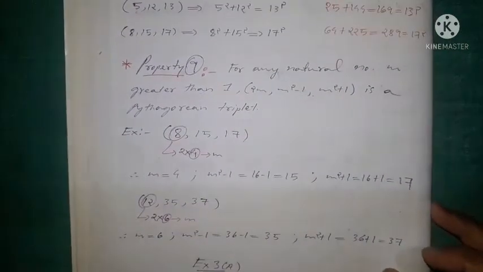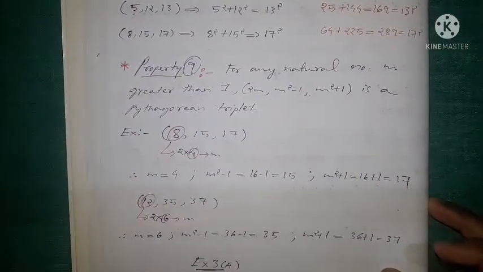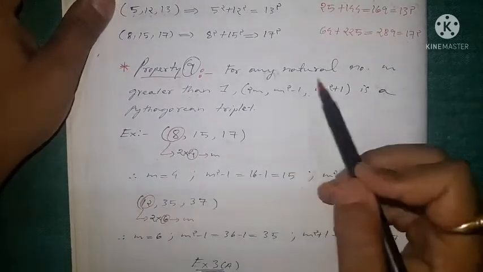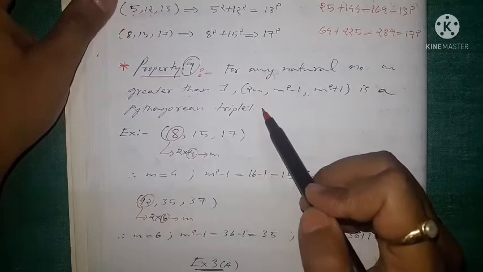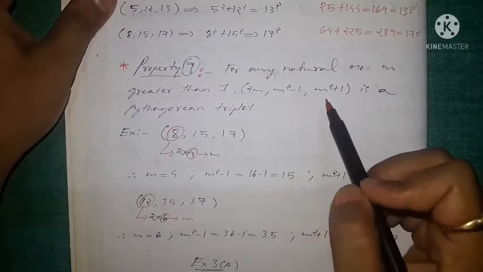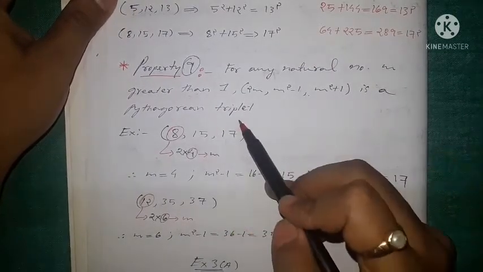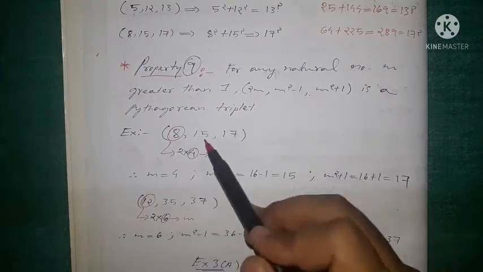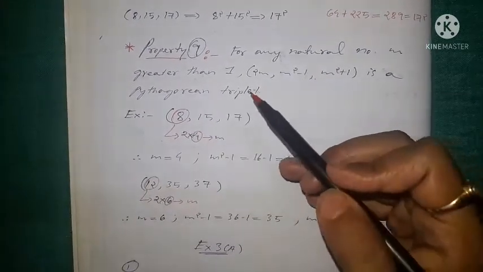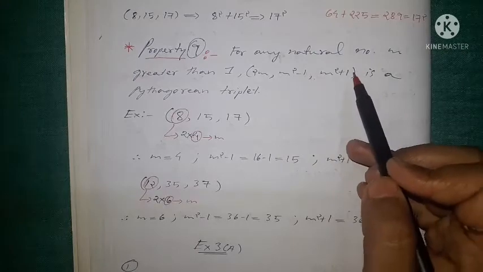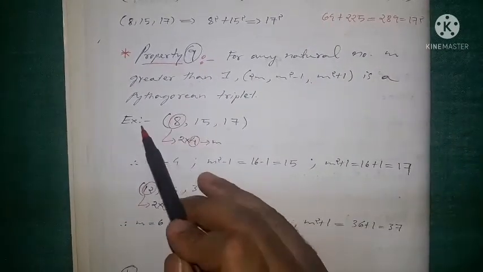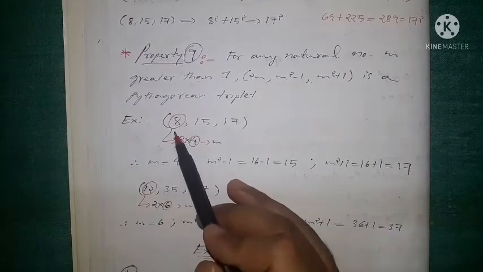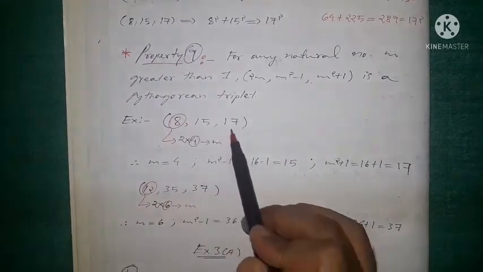Now, property number 9, which is related to the Pythagorean triplet. For any natural number m greater than 1, 2m, m square minus 1, m square plus 1 is a Pythagorean triplet. So let's understand this with an example. For any natural number m which is greater than 1, as we know, this is a Pythagorean triplet, as we have already discussed: 8, 15, 17.